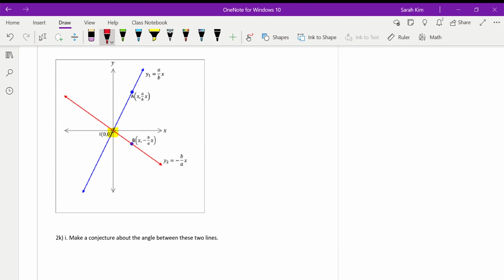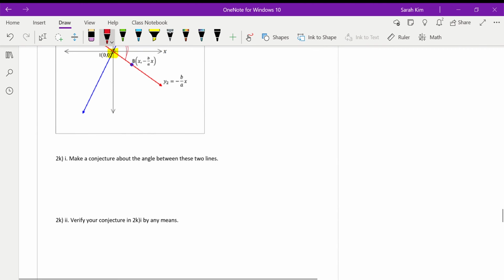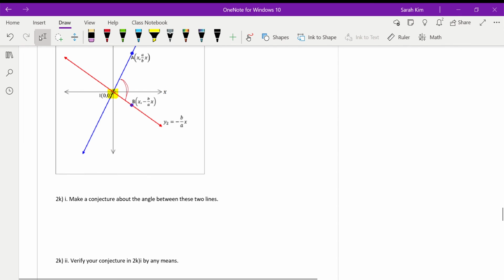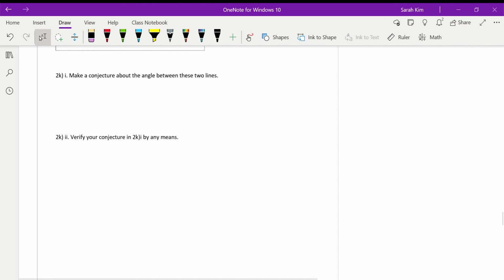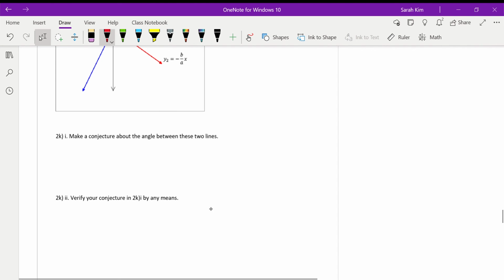What do we know about the angle between these two? Is it 90? Is it 40? Is it 30? I don't know. What do you reckon? You need to talk to me about it. And then verify your conjecture in 2KI by any means. So you need to verify it. I'm not going to tell you how. That's the hard part. You've got to figure it out. How would you prove what you wrote in here?